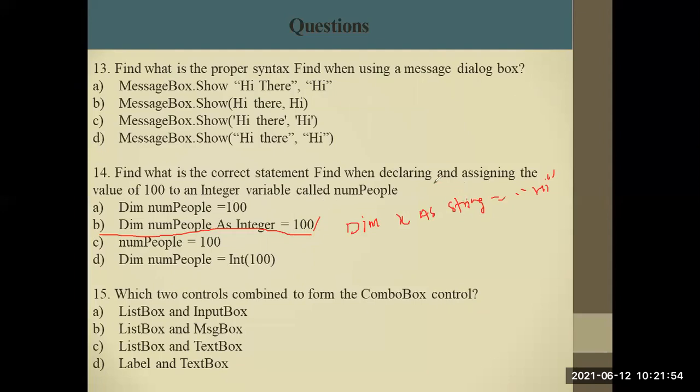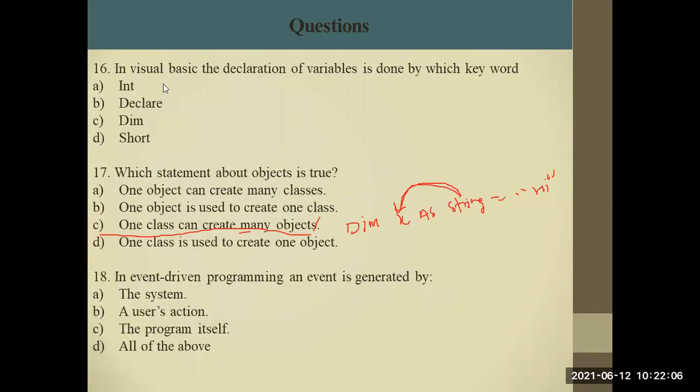Now this As String will define your data type. Which type of data? If it is integer, it will be the integer data type. But here, what is the question asking? In Visual Basic, declaration of a variable is done by which keyword? The correct answer will be Dim.